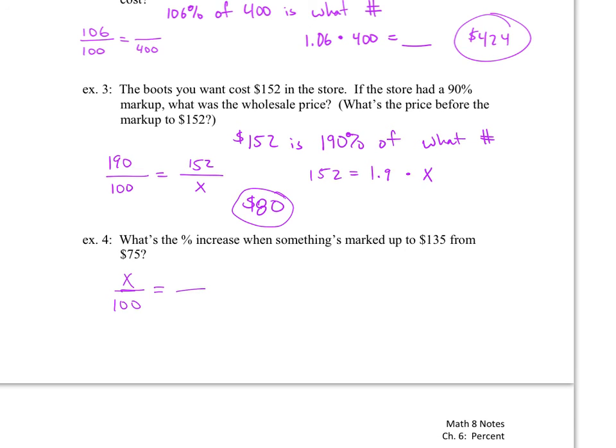And then 135. So what's your starting price? 75. Yep. So 75 is on the bottom. The other one's a number, not a percent. So 135.